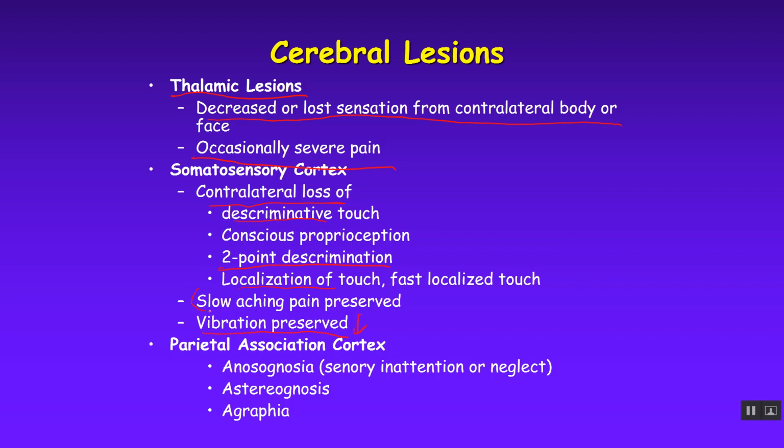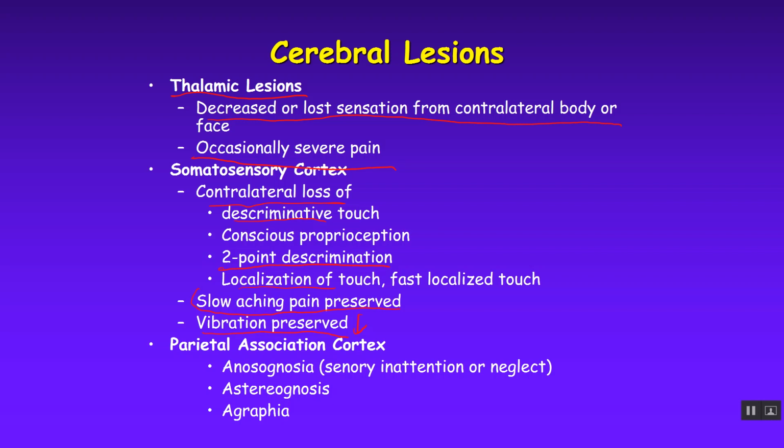However, slow aching pain is preserved. Deep aching pain is preserved. Vibration is partially preserved, and the reason why slow aching pain is preserved is because you will actually have conscious awareness of those at the thalamic level. So with the thalamus, you can get some conscious awareness of vibration and deep pain as long as the thalamus is intact, even if the cortex is damaged. Okay?